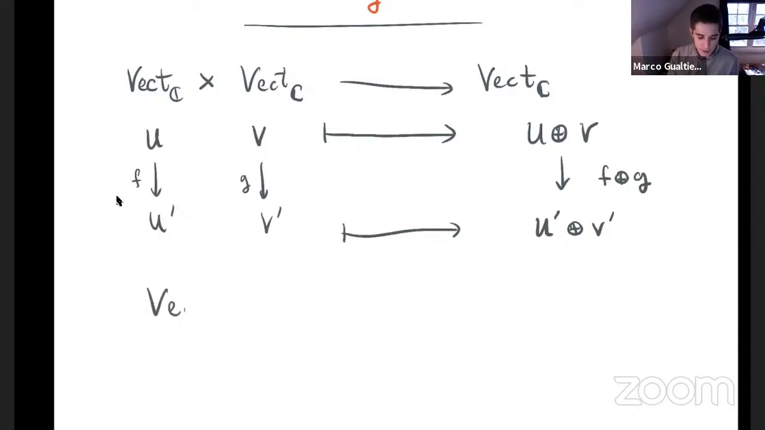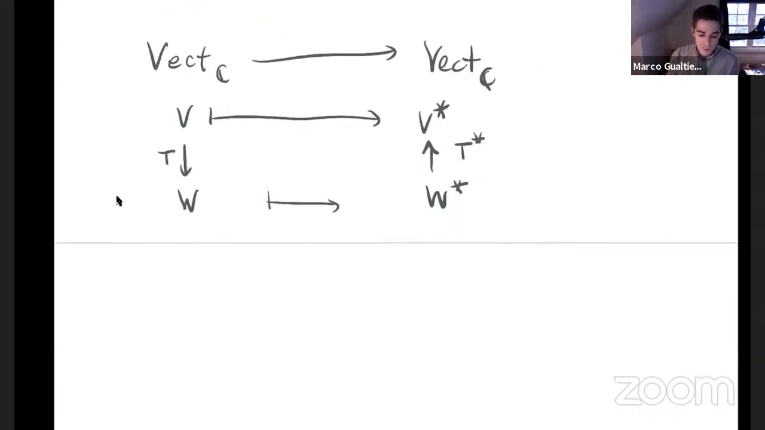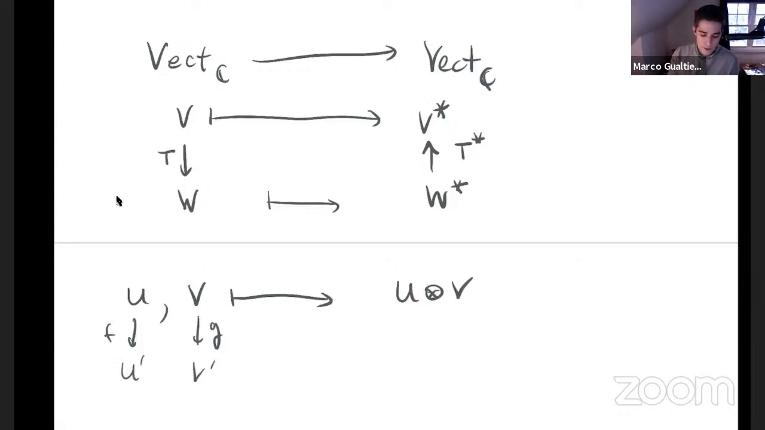So for example, another one that you learn is just a vector space being sent to its dual. And if you have a map, then this goes to W dual. And then you know that you get a dual map going in the opposite direction. So always, if you take U and V and map them to U tensor V, then again, the tensor product of linear maps should go to some linear map. Okay, so you can't learn about the tensor product without learning about the Kronecker product.